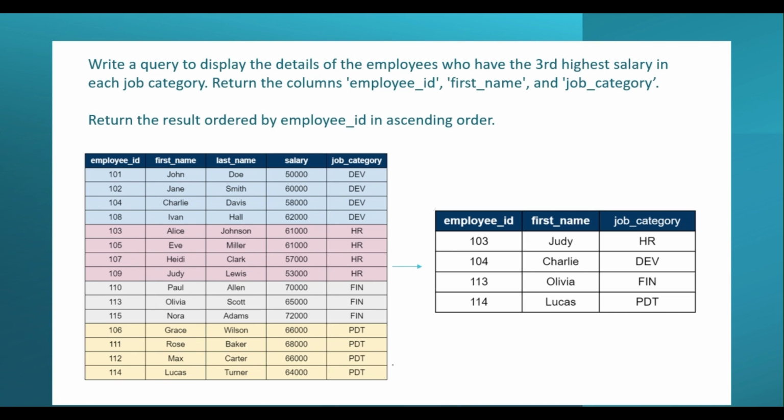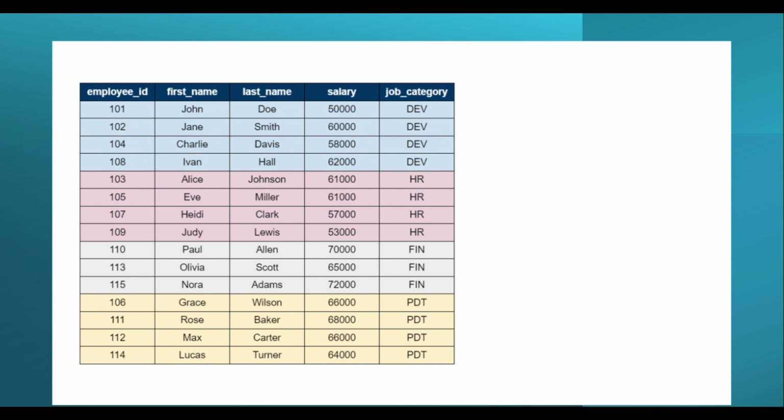So let's take a look at the data in more detail. This is the data that we have, and as you can see we have various job categories like DEV, HR, FIN, PDT. DEV stands for development, HR stands for human resources, FIN stands for finance, PDT stands for product development. You have 4 employees in the development category, 4 employees in the HR category, 3 employees in the finance category, and again 4 employees in the product development category.